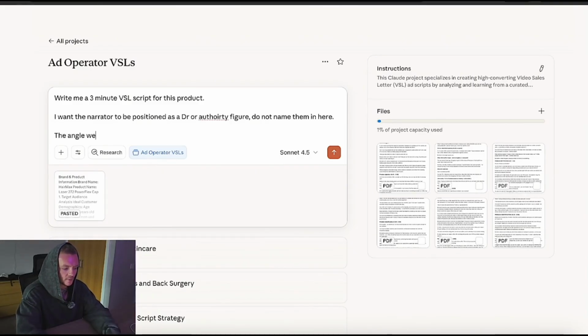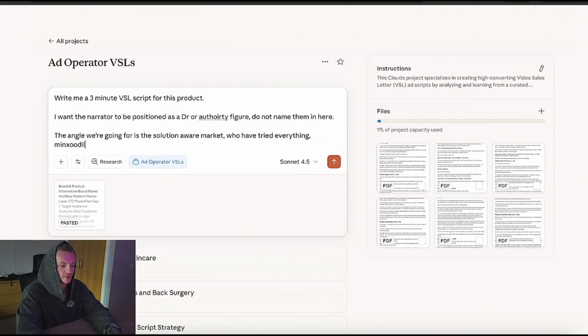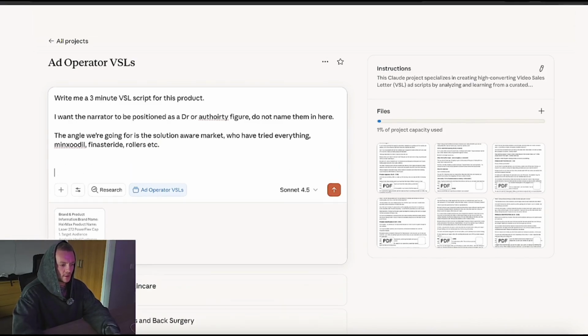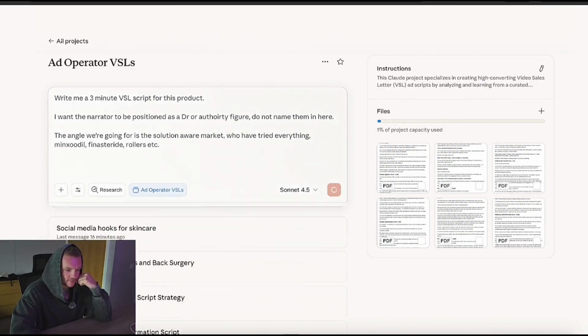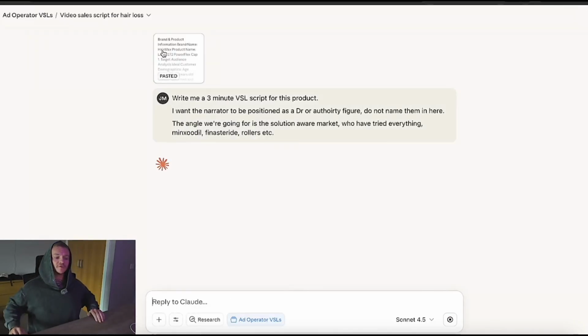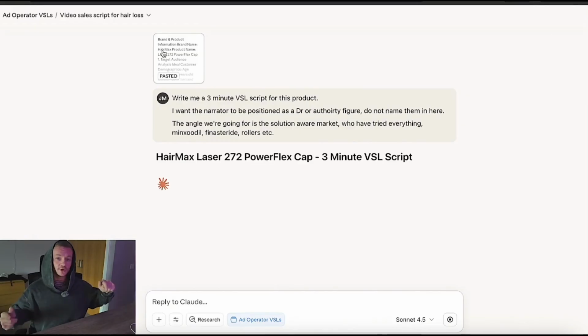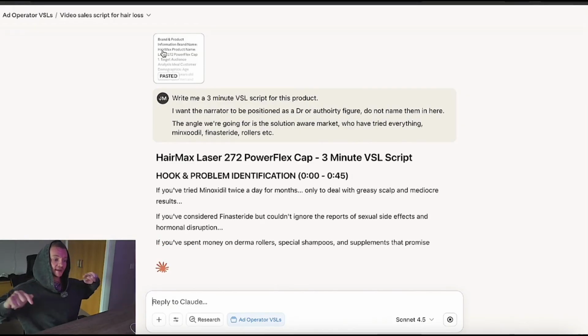The angle we're going for is the solution aware market who have tried everything. Minoxidil. What's the other one? Is it finasteride? I think. Finasteride, rollers, etc. So yeah, that's it. And then I'm just going to let it one-shot the full thing. Now, what it's going to do is it's not going to give me 3 hooks, so I'm going to need to go back in and do the hooks.